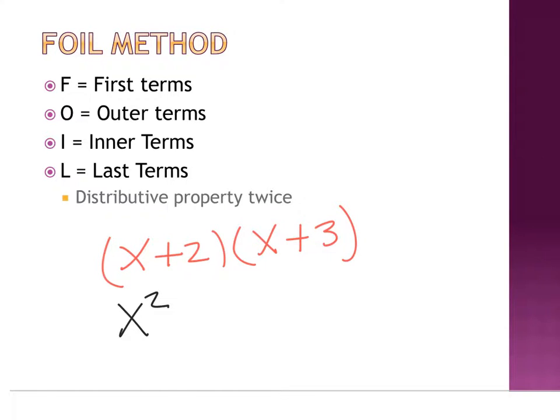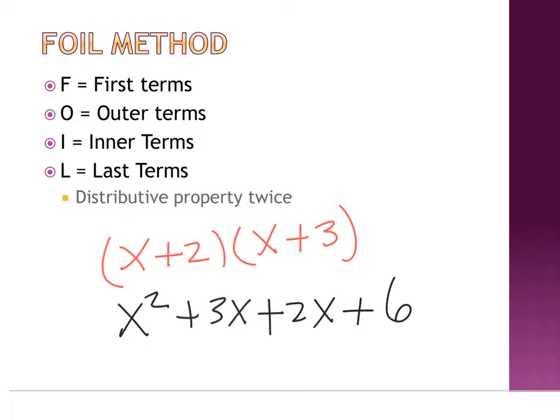Outer, that means I'm going to take this term and this term, they're the outside terms, and that is x times 3, which is 3x. Notice I'm using that positive in front here. That's a positive 3 and a positive x to get 3x. Inner, this term and this term are the inner terms. 2 times x, so that's plus 2x. Finally, last, 2 times 3, the last terms, which is 6.